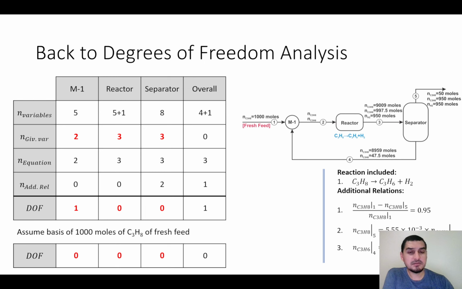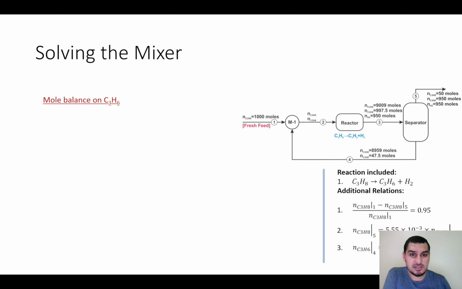Okay, and now we can move to the next part, where, for me, it's easier to solve the mixer. So the mixer is going to be very straightforward. The number of moles of it can be solved by just looking at the numbers. The propane here is going to be 8959 plus 1000, so it's 9959, and the propylene is the same.